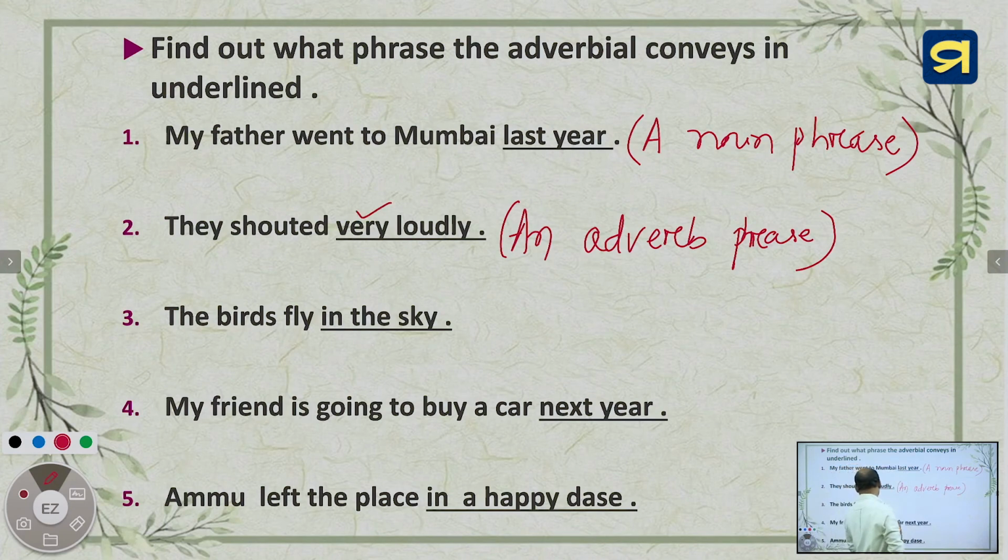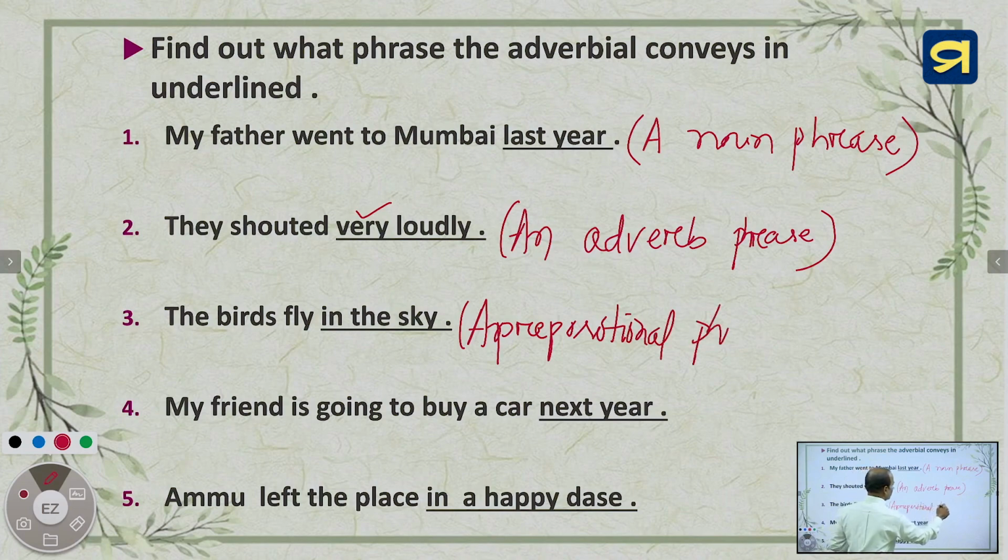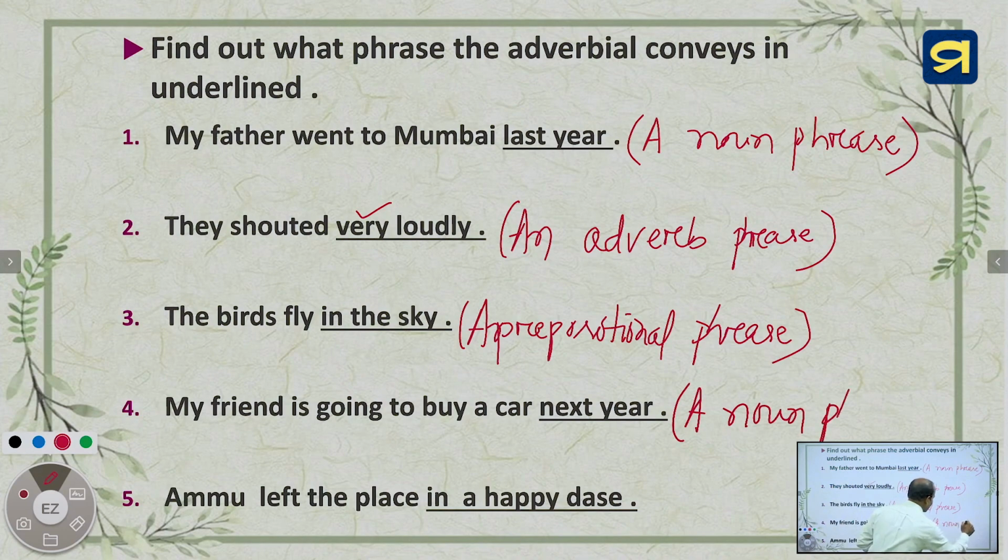The birds fly in the sky. So the underlined adverbial is in the sky here. Can you say? Yes, you are right. In the sky is a prepositional phrase. My friend is going to buy a car next year. Next year is also a noun phrase. Okay.